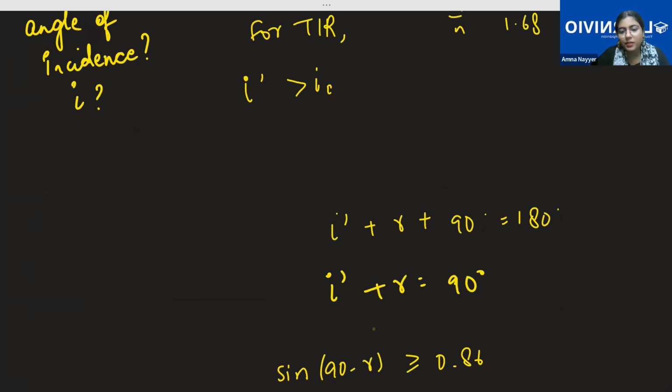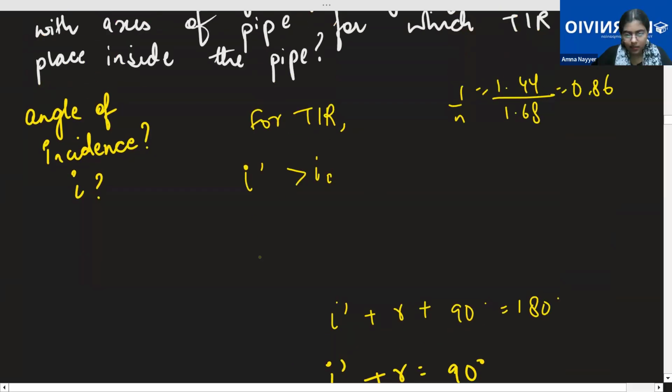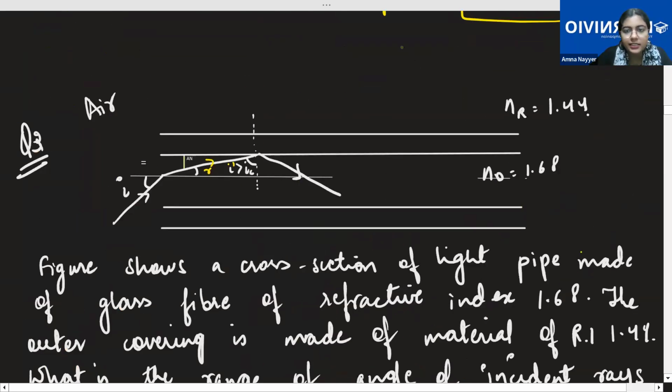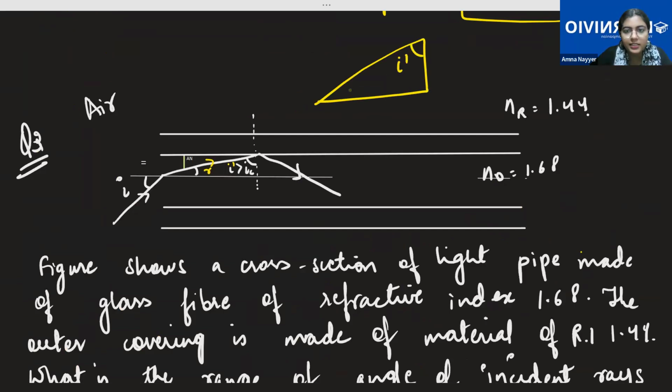From here, I can say I dash is equal to 90 minus R. Ma'am, where did you take 90 degrees from? I have taken 90 degrees from this one. See, this is the triangle that is formed, and this is 90 degrees. This will be used a lot, almost in every question. It is tough for you right now, but once you practice, it won't be tough because a similar pattern will be used in every question.